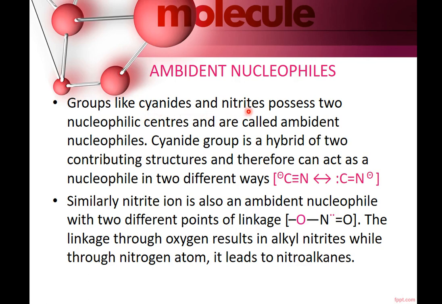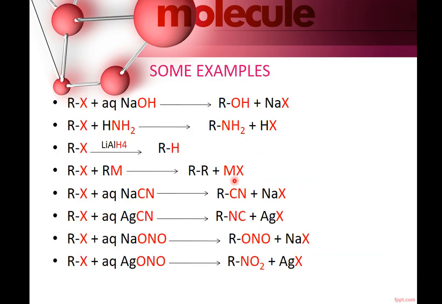Cyanides and nitrites possess two nucleophilic centers. Such nucleophiles are called ambident nucleophiles. Cyanide is a hybrid of two contributing structures. Here negative charge is on carbon, so the nucleophilic center is carbon. This carbon will attack and make bond. And the other hybrid structure is CN where nitrogen has got a lone pair of electrons, so attack takes place from nitrogen.